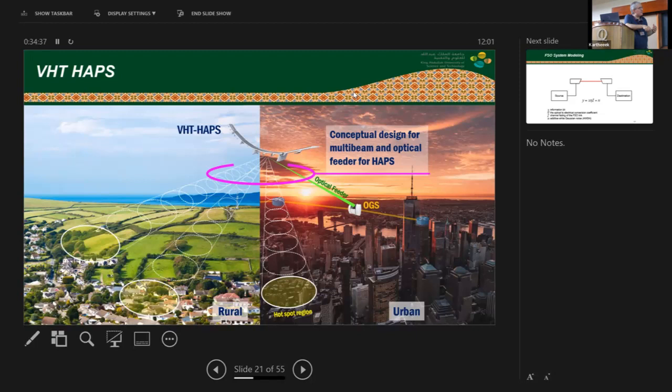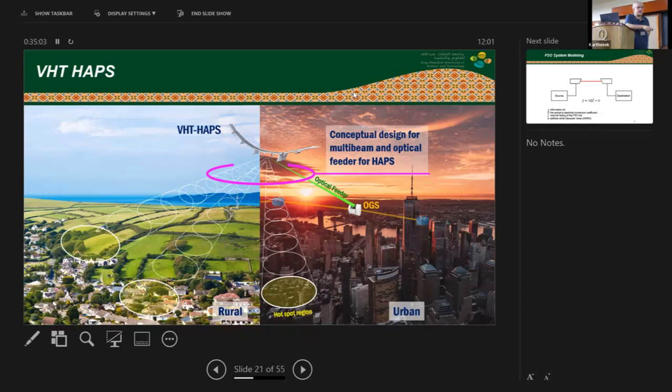So you may have a high capacity event happening, like a game or a concert. You can send a beam for a couple of hours to help that part of the city take advantage of this extra connectivity coming from the air, and some of the other beams can be allocated to other areas, villages, maritime environments, and so on. So it's again the same concept. And bottom line, you may want to rely on an optical feeder link.